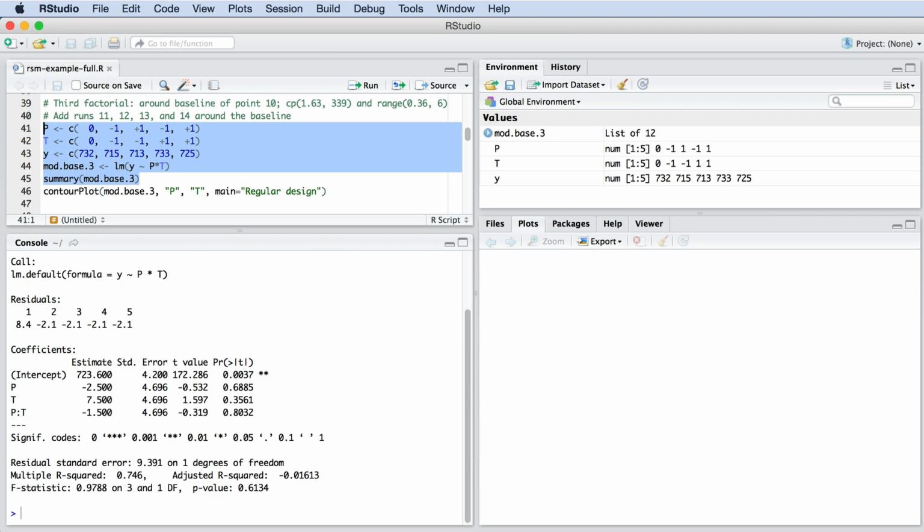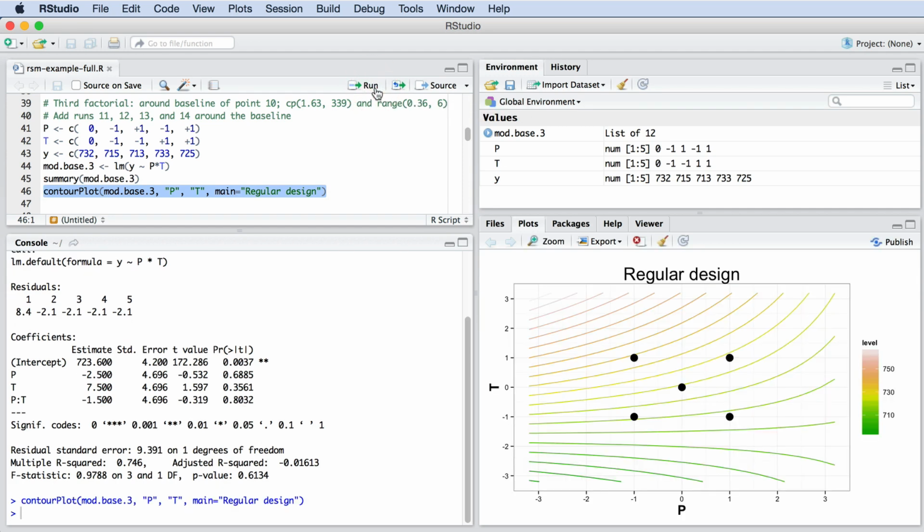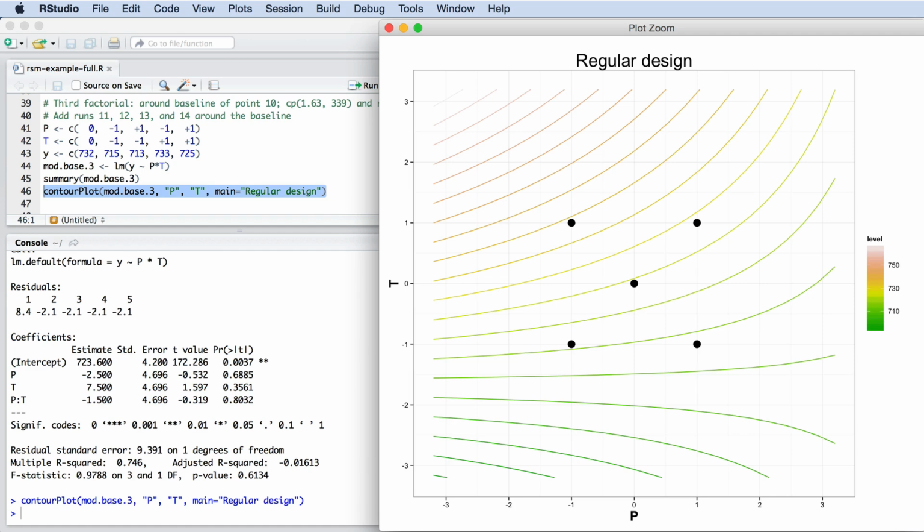Pause the video and fit the model from the data points. What interesting feature do you notice in the contour plot? You would have observed some curvature in the contours. This is an indication that something has changed in the surface. Now you can happily skip onto the next video and see how to continue this analysis.